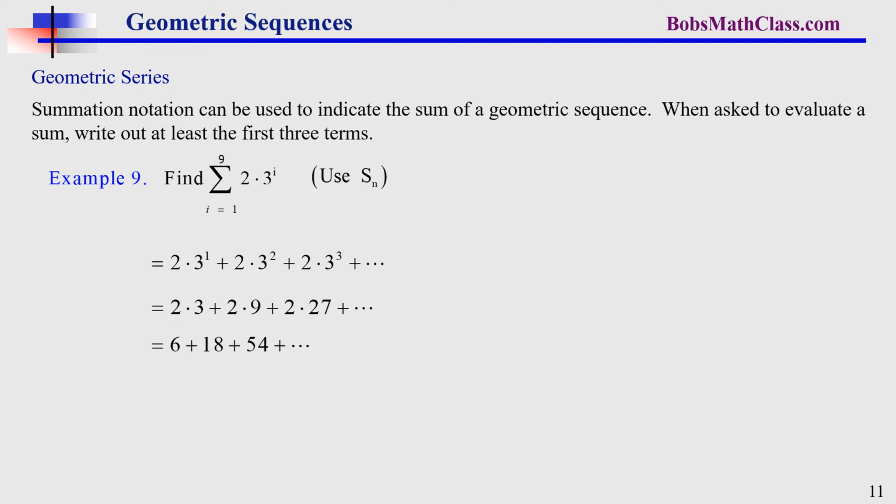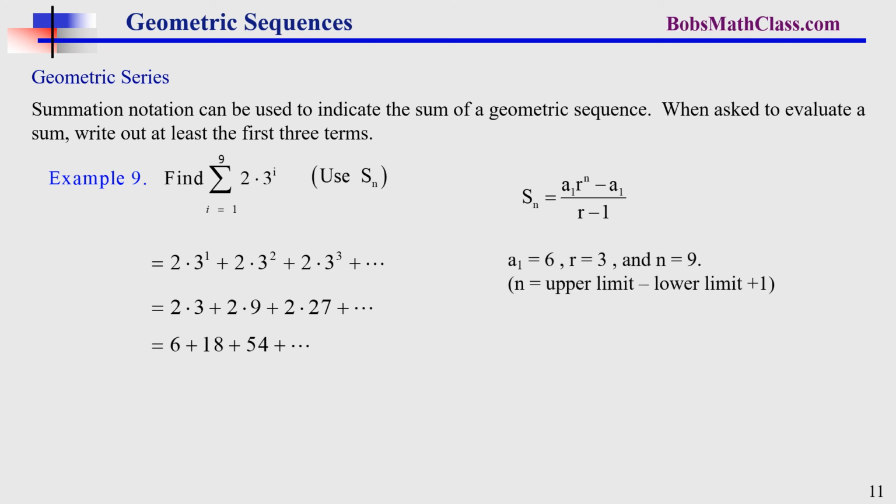Is this geometric? Yes, it sure is. Our common ratio would be 3. And that's because 3 is raised to the power of I. And our first term, a1, is 6. So now we have the information to use our formula. Our a1 is 6, our r is 3, and n is 9.